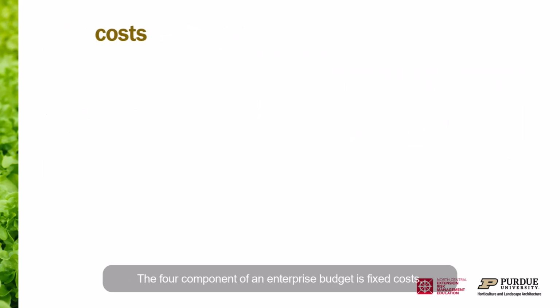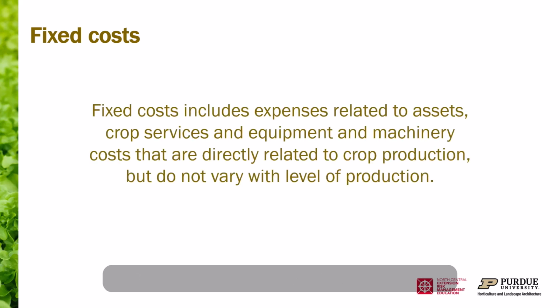The fourth component of an enterprise budget is fixed cost. Fixed costs remain constant regardless of production levels. We compute fixed asset depreciation as part of the fixed cost because it represents the allocation of an asset cost over its useful life for crop production.